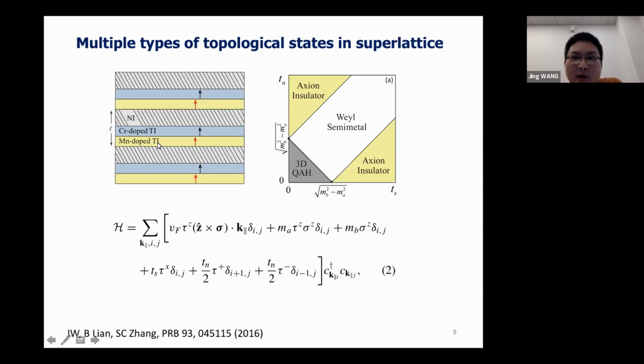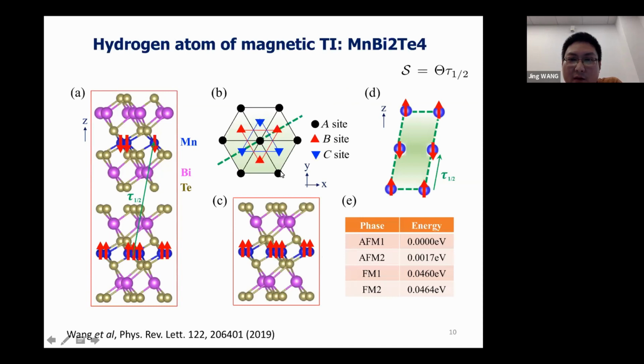But then we found a very interesting material called manganese bismuth telluride. This is a 1-2-4 system. It is very simple, because bismuth telluride is a topological insulator with a quintuple layer structure. You can think of this 1-2-4 system as intercalating one layer of manganese telluride into the quintuple layer of bismuth telluride. So they form a septuple layer. This is the native structure of this material. Interestingly, this system develops antiferromagnetic order along the Z direction. Also, it keeps the topological insulating property of bismuth telluride. So it's a basic, or I would call it, a hydrogen atom of magnetic topological insulators.